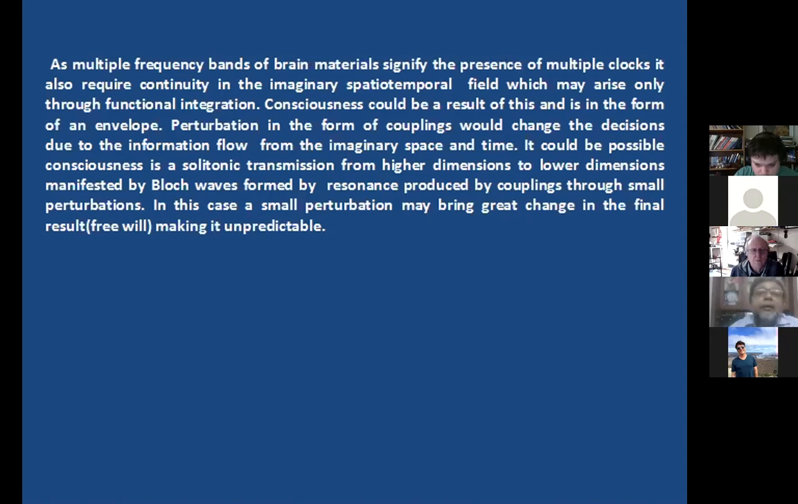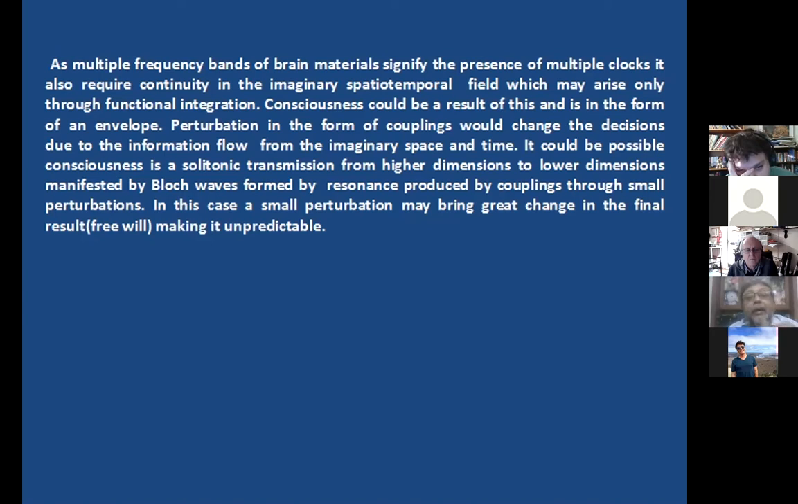As multiple frequency bands of brain material signify the presence of multiple clocks, it also requires continuity in the imaginary spatiotemporal field, which may arise only through functional integration. And consciousness could be a result of these, and it is in the form of an envelope. Perturbation in the form of couplings would change the decision due to the information flow from the imaginary space and time. It could be possible consciousness is a solitonic transmission from higher dimensions to lower dimensions, manifested by Bloch waves, formed by resonance produced by couplings through small perturbations.